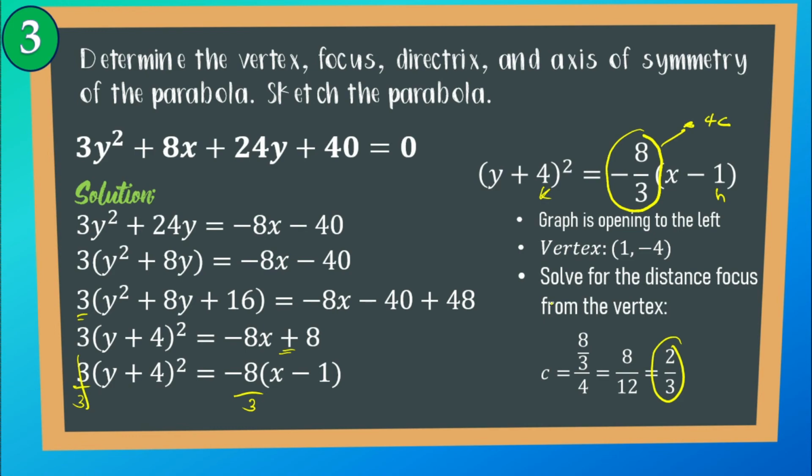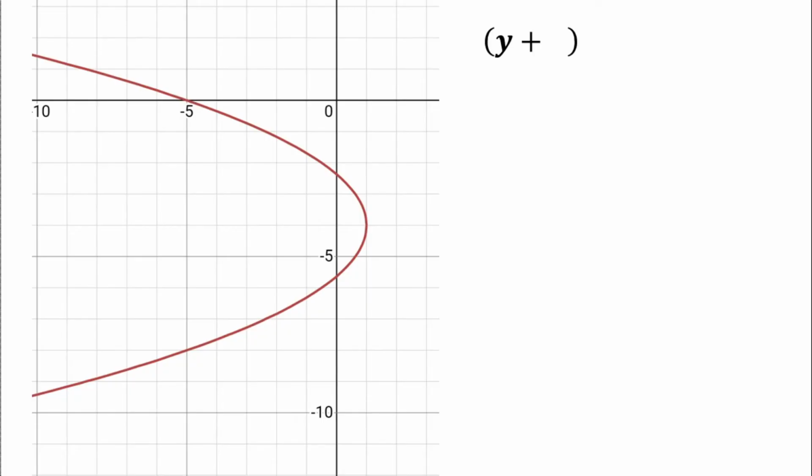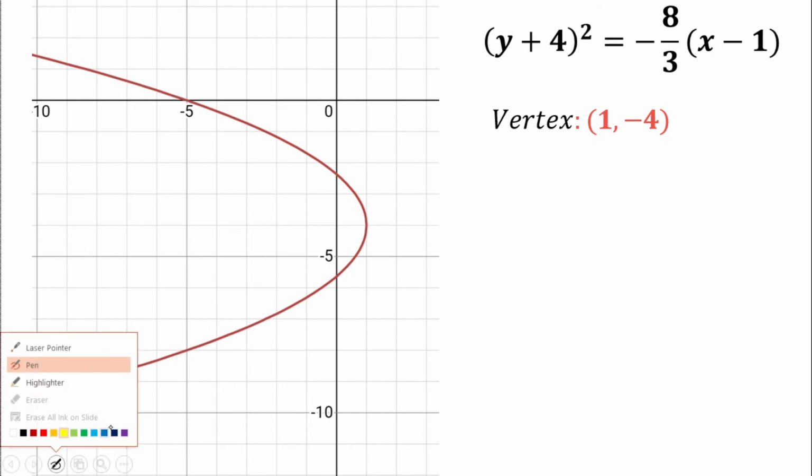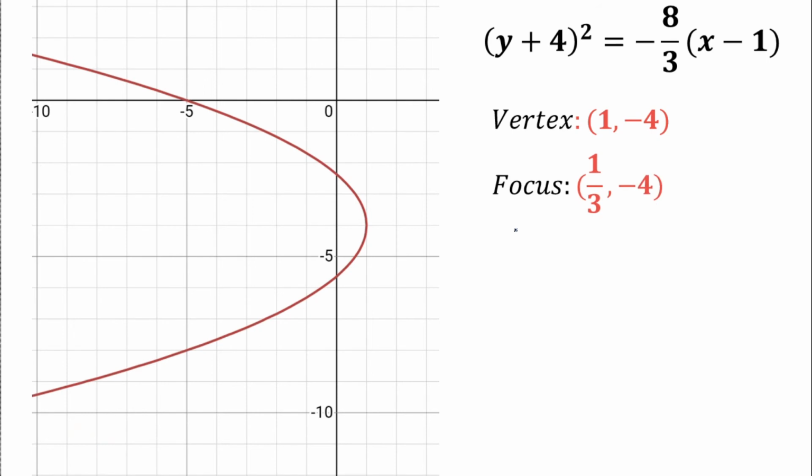Okay, let's graph the whole equation. So y plus 4 squared equals negative 8 over 3 times quantity x minus 1. So yung vertex natin is, okay, as we showed earlier, is 1, negative 4. Okay? Change muna natin. Tapos yung focus naman, okay. So here, ito yung vertex 1, negative 4.